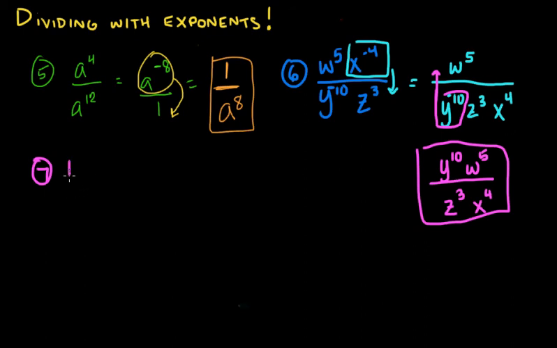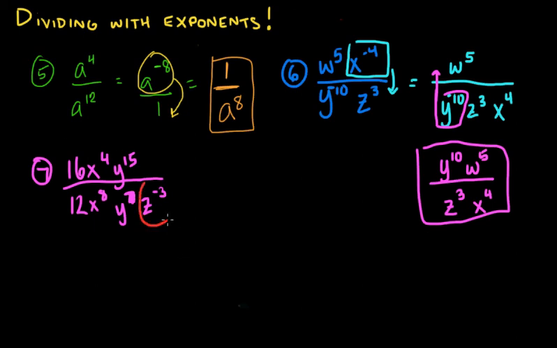And let's make this one a tough one. 16 x to the 4th, y to the 15th, divided by 12 x to the 8th, y to the 7th. Oops, that's supposed to be a 7. Ooh, not good enough. z to the negative 3rd. All right, well, the first thing I want to do here is move this z to the negative 3rd to the top. Before I start worrying about all the other complicated stuff, I'm going to at least move that to the top so I don't have any negative exponents.